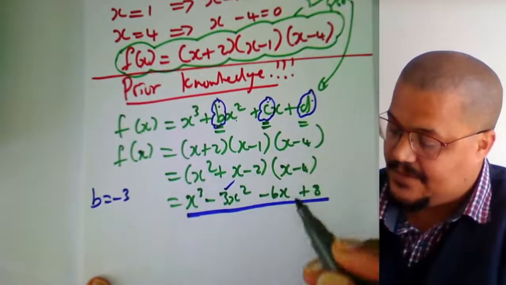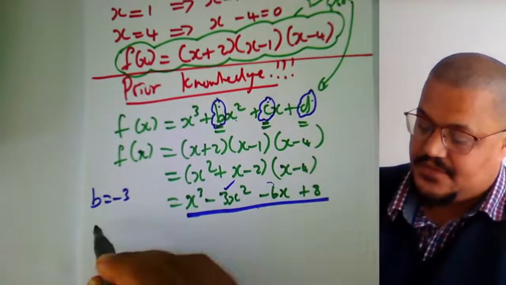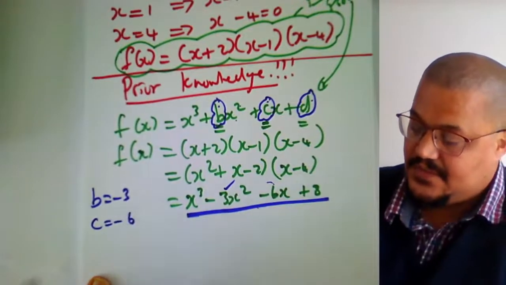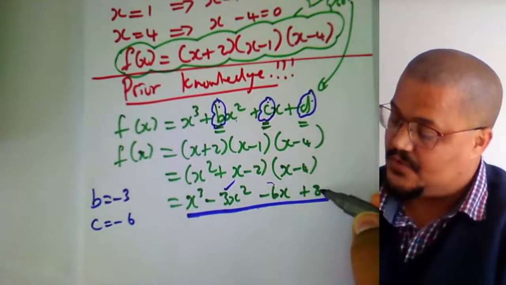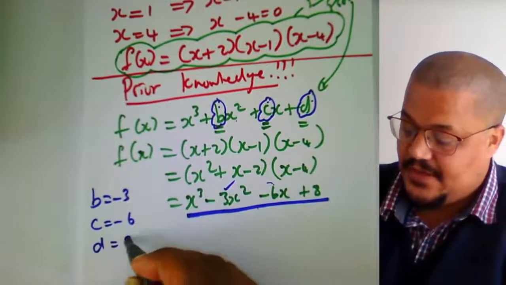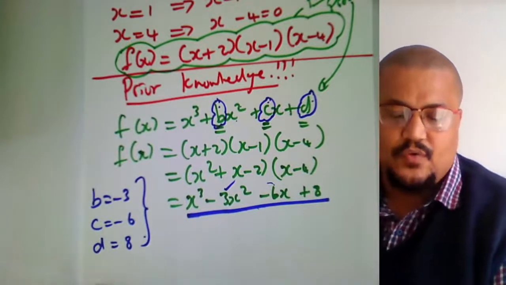Okay, so that is done. C is the coefficient of x, negative 6 is the coefficient of x. So C is equal to negative 6. And then D is equal to 8. Therefore, D is equal to 8. And this is how you find the solution to 9.1.